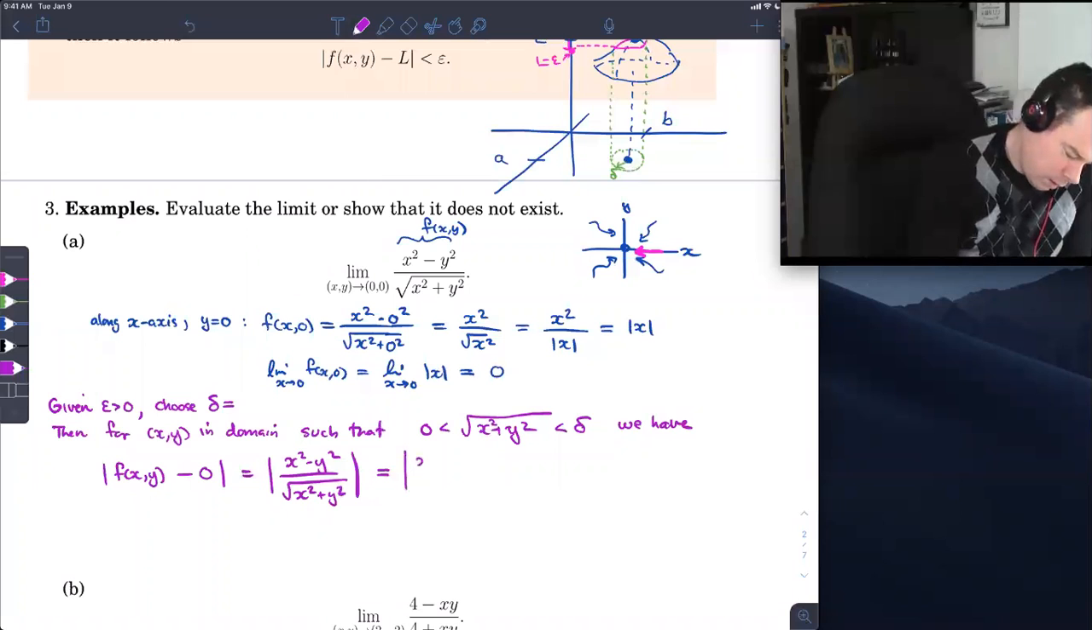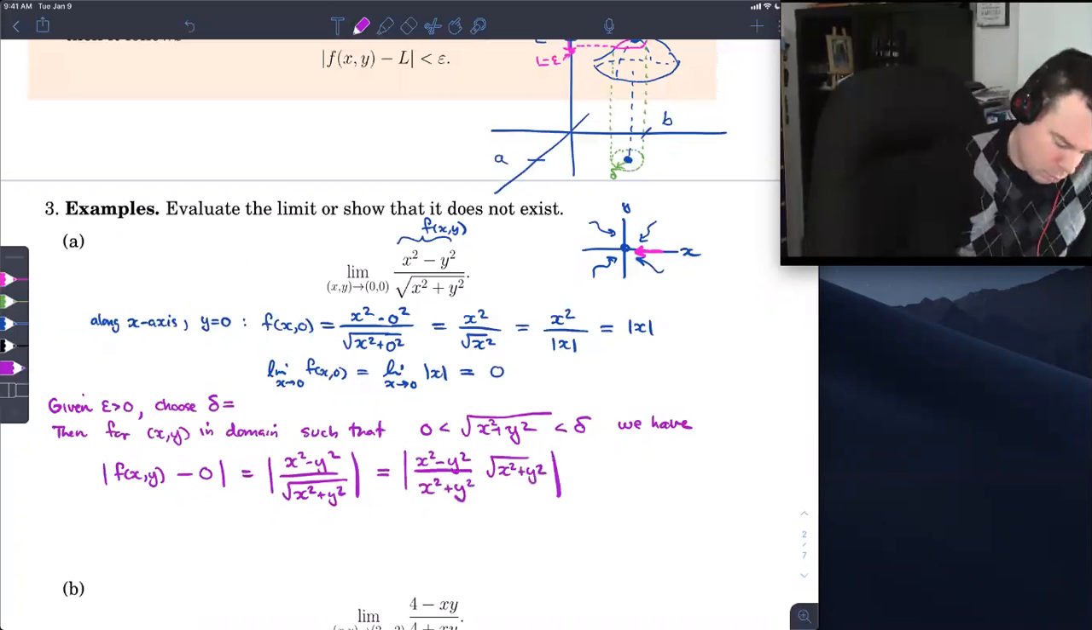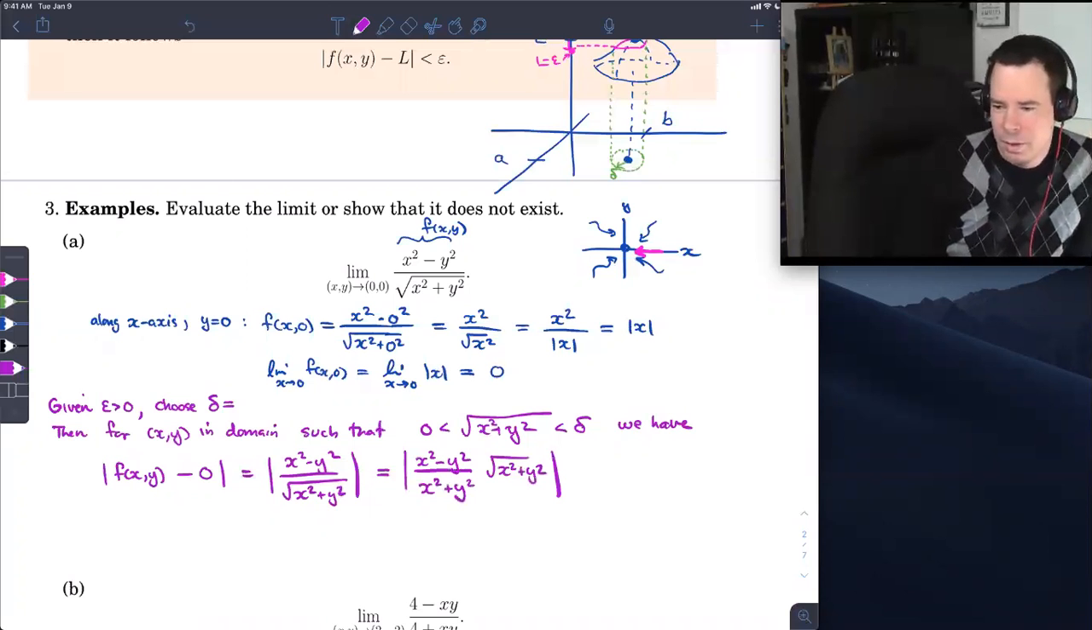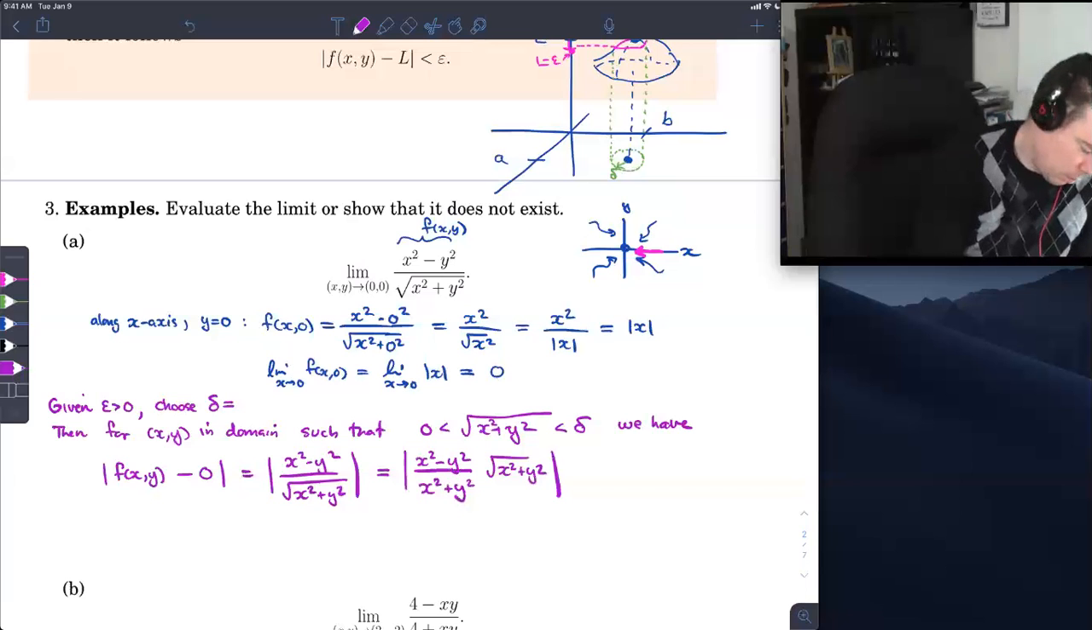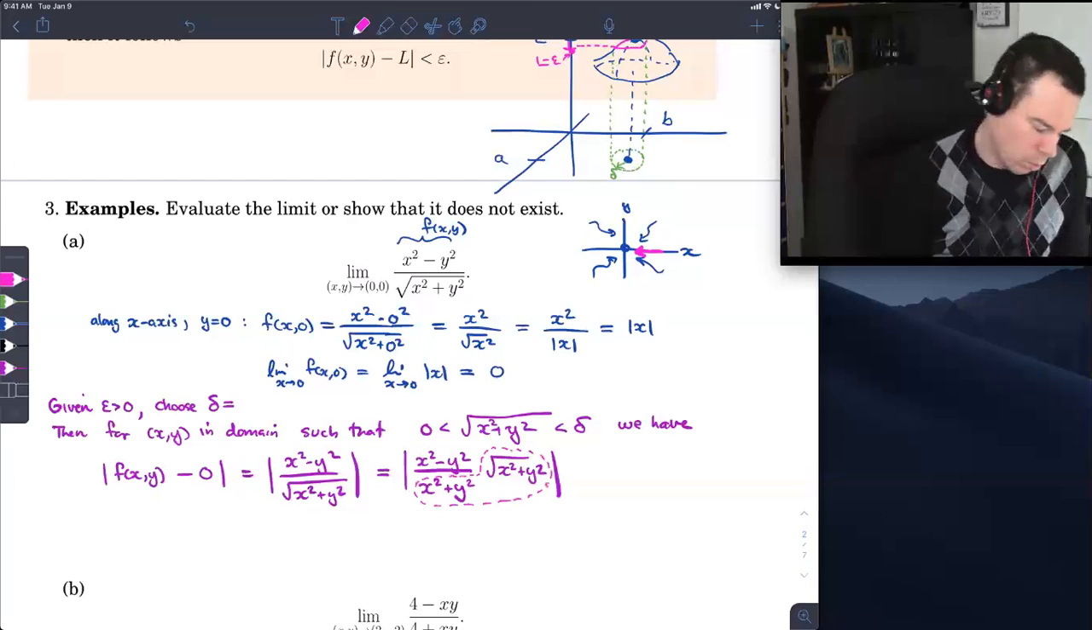So one way to do that is to realize that the square root of x squared plus y squared is the same thing as, there's a square there. I can write that denominator as the square root of x squared plus y squared over x squared plus y squared. So notice I've just split up that square root in the denominator into a fraction, which is equal to 1 over the square root. It's the square root on top and just the quantity on the bottom.